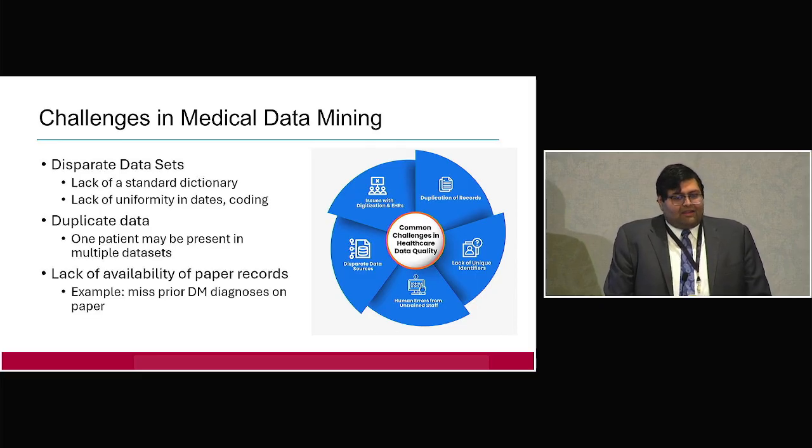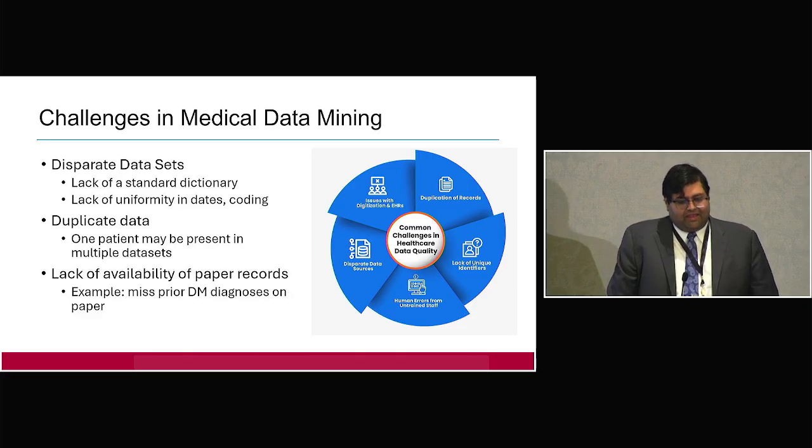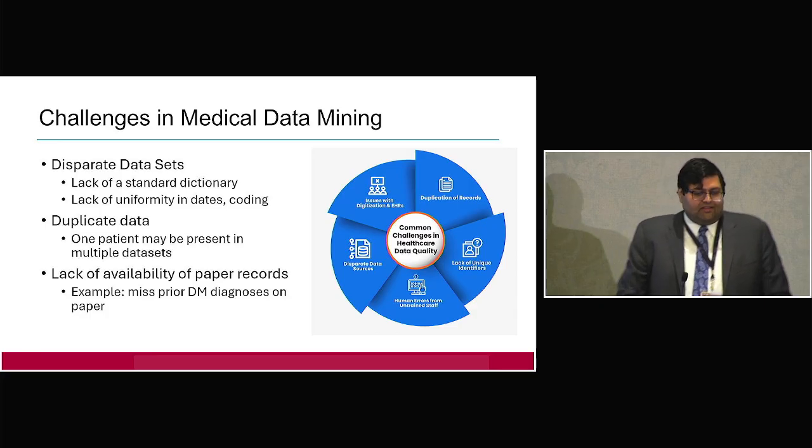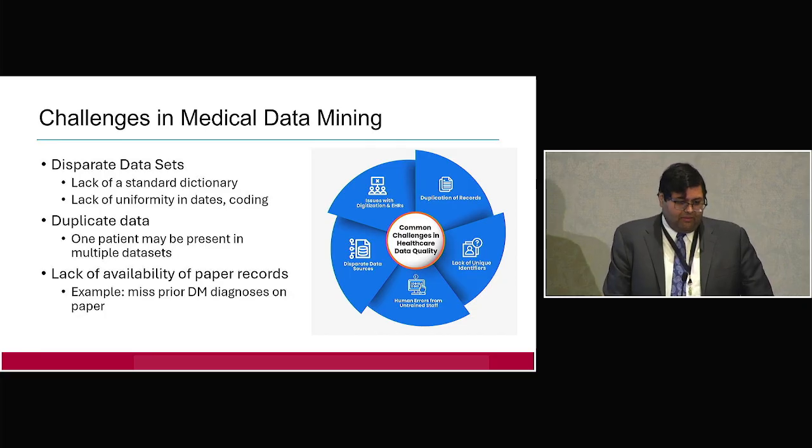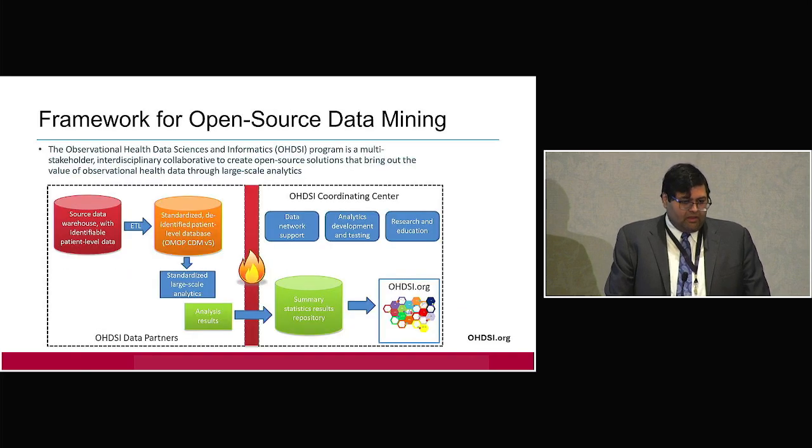The last and most significant challenge has really been the lack of availability of paper records. A lot of hospital systems moved to an electronic health record in the last decade or two. For example, if a patient was diagnosed with type 2 diabetes, say in 2007, but it was on a paper record, and then you have the first electronic visit in 2014 for diabetes, that may be misclassified as a new diagnosis when they always had diabetes that entire time.